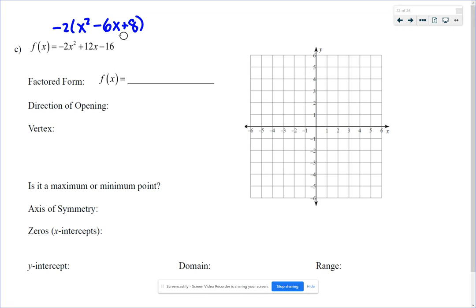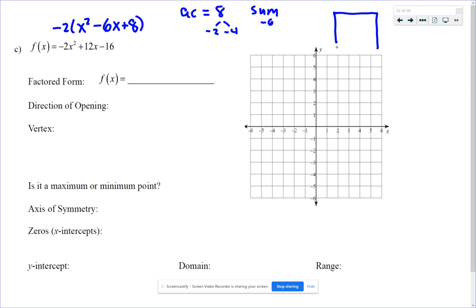So we do our a times c. We look for two numbers that multiply to create +8 and have a sum of -6. We're going to have a negative and a negative. Yep. -2 and -4 will work. Okay. Keep practicing. It'll get easier.